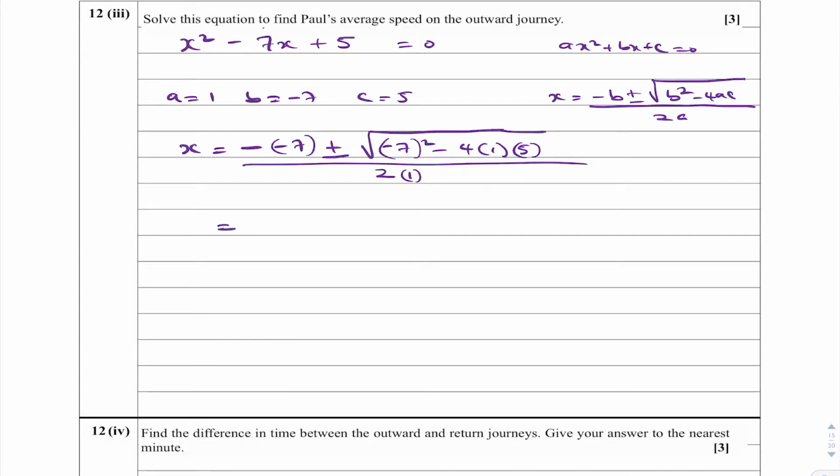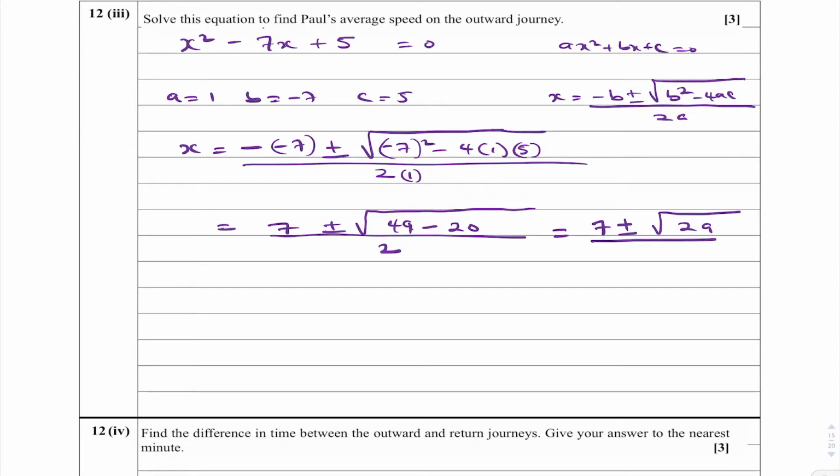And that becomes 7 minus times minus is plus, or minus square root of 49, minus 7 squared is 49, minus 4 times 5 times 1, which is 20, over 2. And that gave us 7 plus or minus square root 29 over 2. And that gives us 7 plus or minus root 29 all over 2.